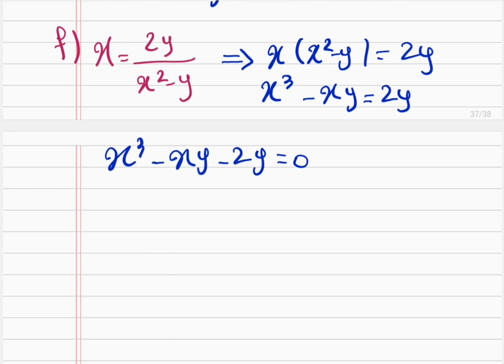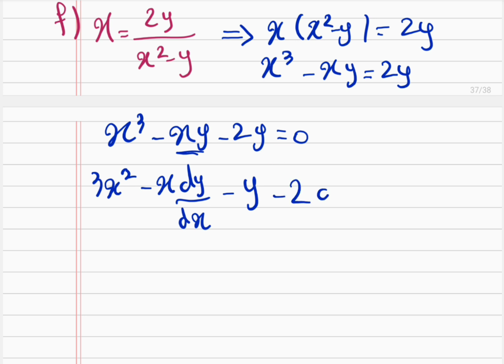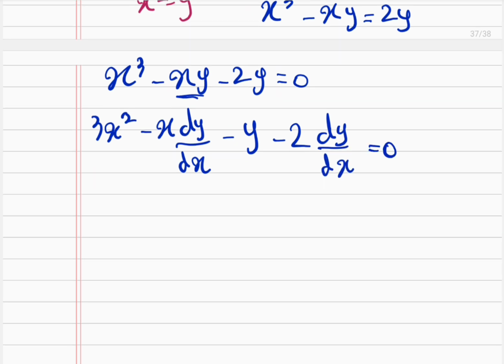Now we are in a position to differentiate this. The first term differentiates to 3x squared, that's fine. The second term again needs the product rule. We first write down the first function, the derivative of y is just 1, and that times dy/dx is dy/dx. Then the derivative of the first function is minus 1, and minus 1 times y is minus y. Then minus 2y differentiates to minus 2, and the derivative is always multiplied by dy/dx, and it is equal to 0.